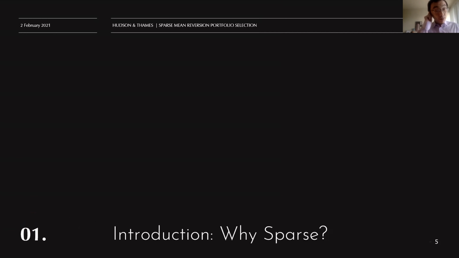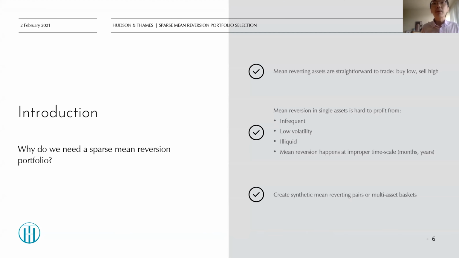All right, so let's get started. So why do we need a sparse portfolio? Firstly, we want to trade mean reverting assets because the trading strategy is rather straightforward. No matter what kind of trading strategy you're using, basically we're trying to buy low and sell high.